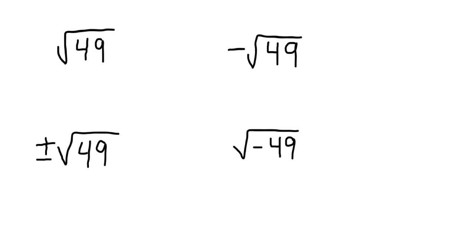All right, the first thing we did was perfect squares and square roots. So we had the square root of 49, and we know that is 7. Then we had this one that said the negative square root of 49. That means they want the negative answer, so that would be negative 7.